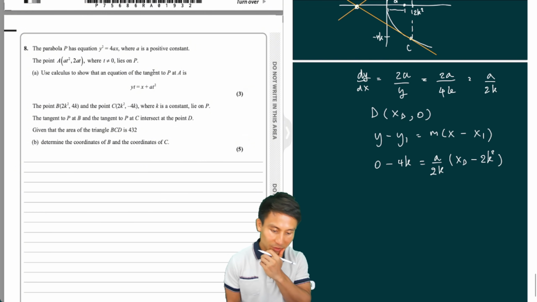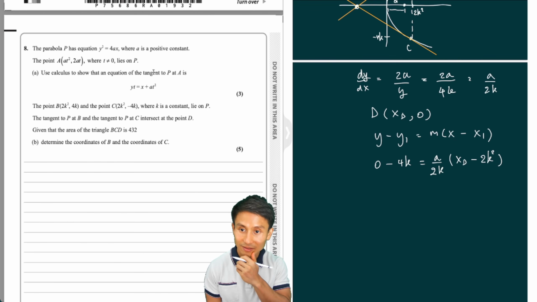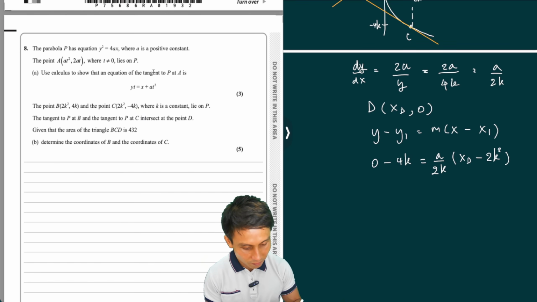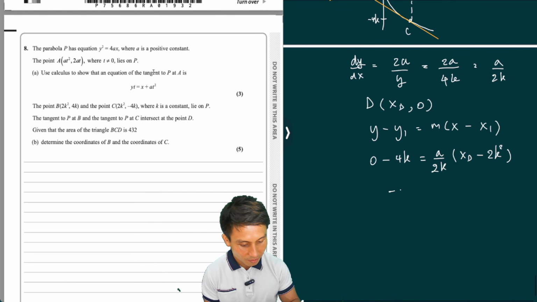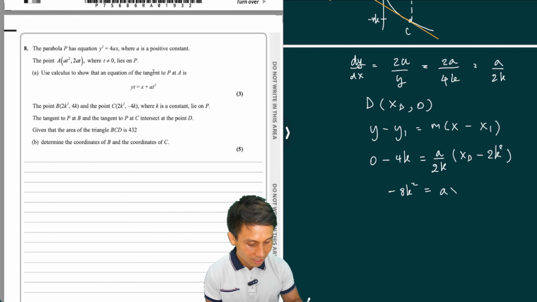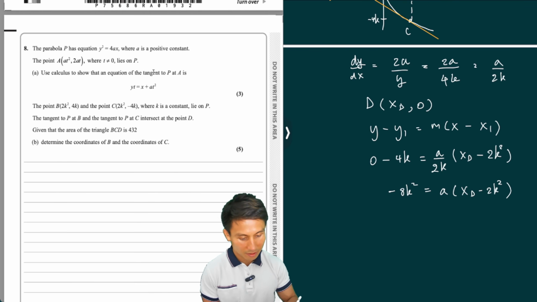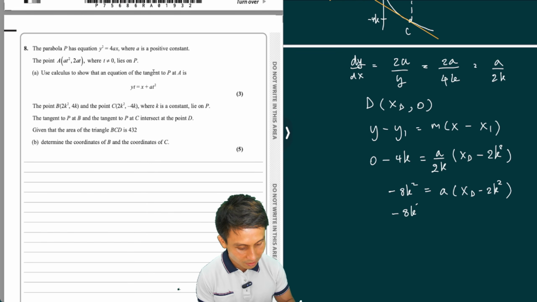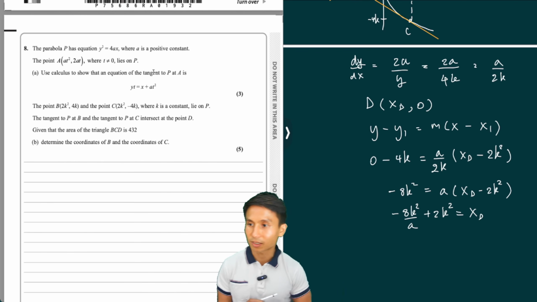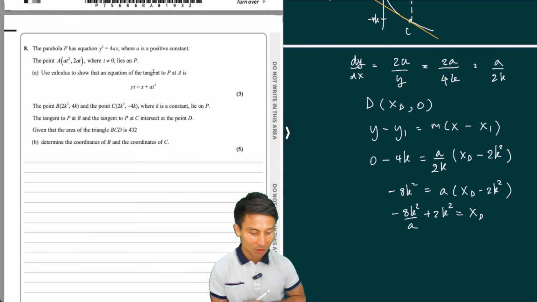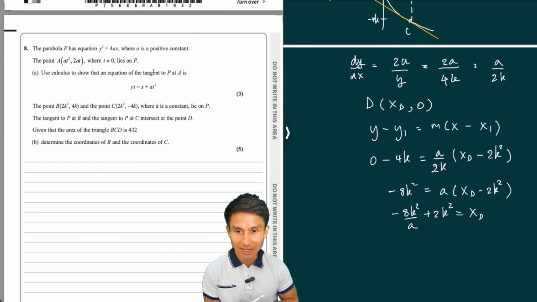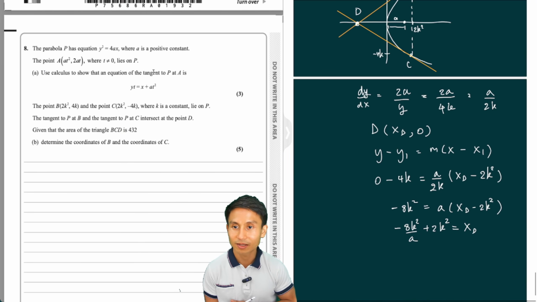Okay, if we solve this, we should get xd in terms of k and a. So let's do that. If we multiply out by 2k, we get minus 8k squared equals a times xd minus 2k squared. I'm not going to expand that just yet. Then I divide across by a, I get 8k squared over a. I add 2k squared on both sides, I get xd as the subject. Well, that's xd. It doesn't look that pretty because it's in terms of a.